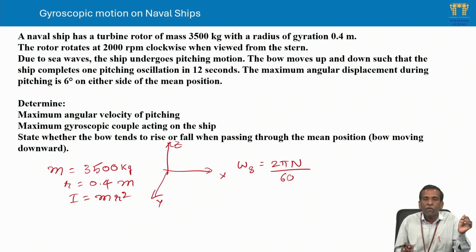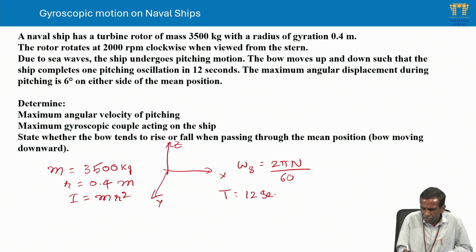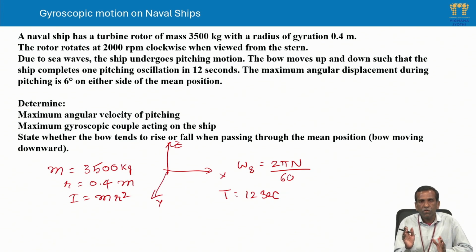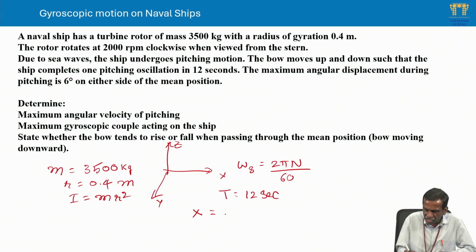Now coming to what type of motion is given about the y-axis, because it is pitching. The bow moves up and down such that the ship completes one pitching oscillation in 12 seconds. So the time period is given as 12 seconds. In case of pitching, generally the pitching motion is considered as simple harmonic motion. For simple harmonic motion, we can write the expression of amplitude at any angle of rotation, the amplitude of moving up or down, as x equal to X sine omega naught t.